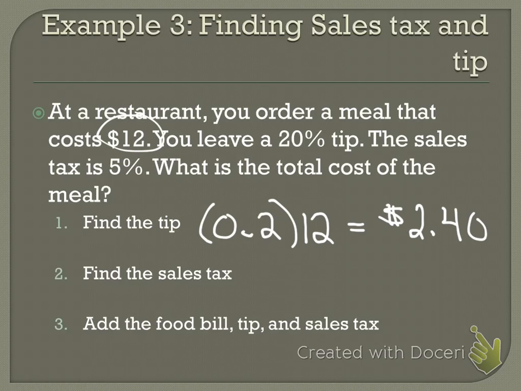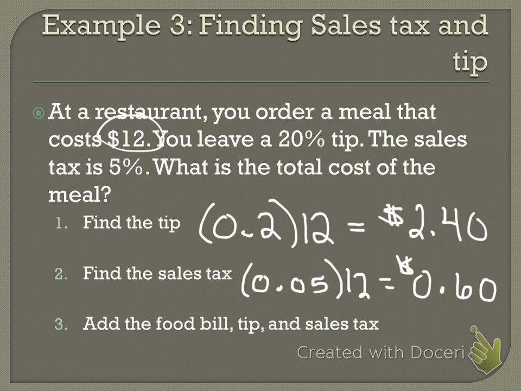Now I need to do the same thing with my tax. What is 5% as a decimal? What's 5% as a decimal? 0.05. And guess what I'm multiplying it by? By my food bill. What's my food bill? $12. So what's 0.05 times 12? What's 0.05 times 12? 0.6 or 60 cents, right?